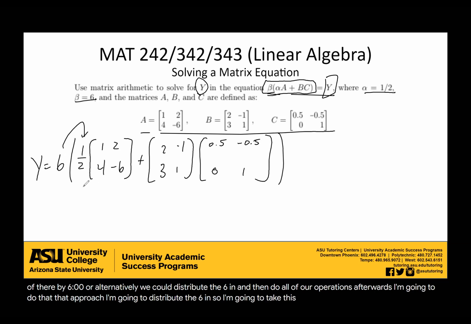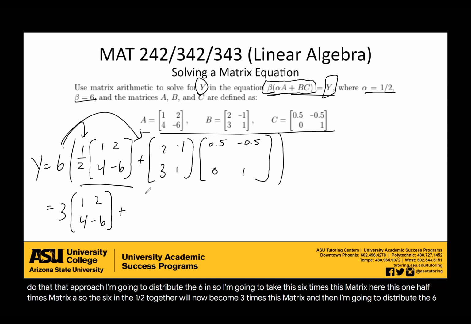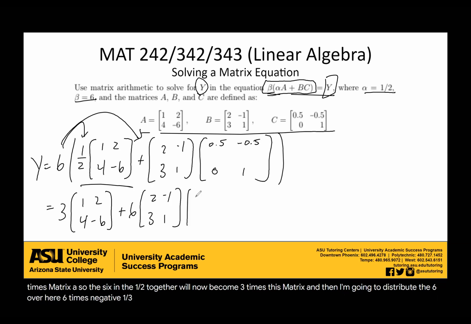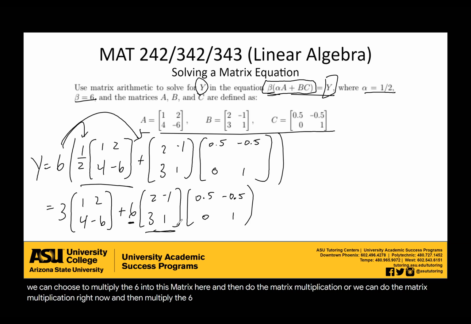So I'm going to take this 6 times this 1/2 times matrix A. So the 6 and the 1/2 together will now become 3 times this matrix, plus, and then I'm going to distribute the 6 over here. 6 times 2, -1, 3, 1, times 1/2, -1/2, 0, and 1. So now again, there's a couple different options we have here. We can choose to multiply the 6 into this matrix here, and then do the matrix multiplication, or we can do the matrix multiplication right now, and then multiply the 6 in afterwards. I personally would like to do the matrix multiplication first, just to get that multiplication out of the way before we start making the numbers bigger by multiplying by 6. So let's do this matrix multiplication first.